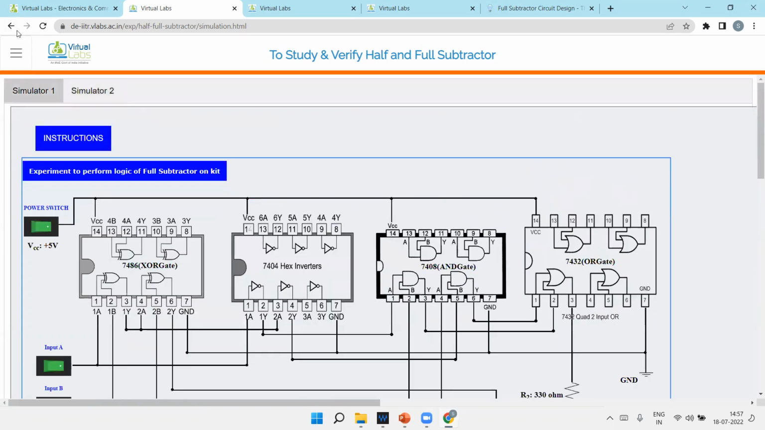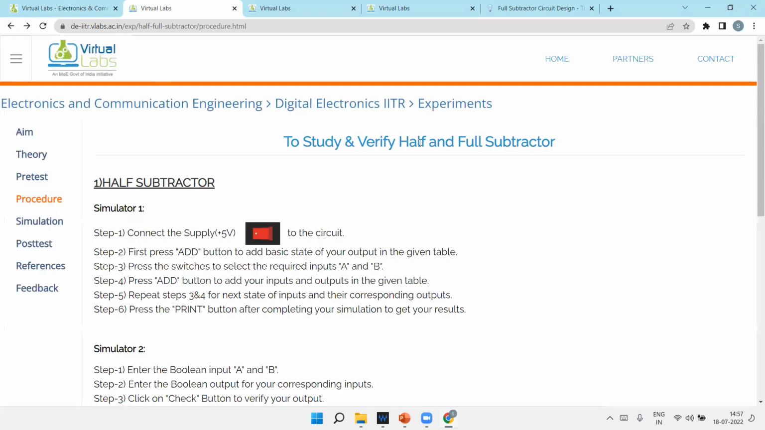So in this way, we have learned today the simulation of the half subtractor and full subtractor using a virtual lab.